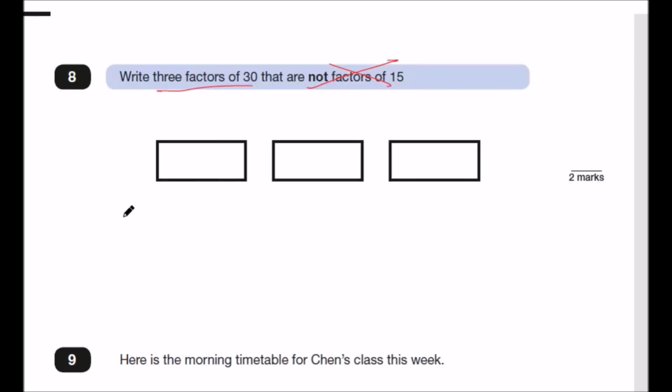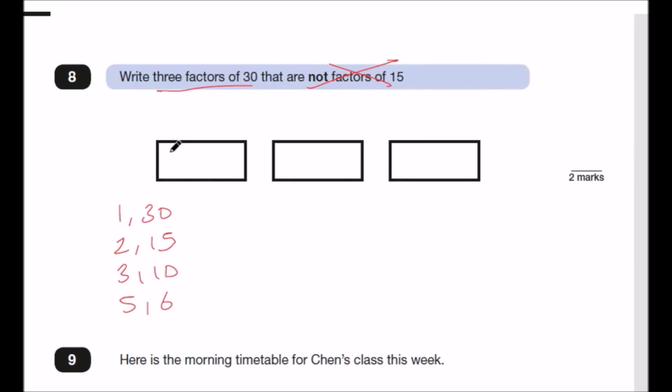So we know that 1 times 30, so 1 and 30 are factors. 2 and 15. So what else can we make to make 30? 3 and 10. 4, nope. 5 and 6. And that's it, yeah. So we know that these are all factors of 30. And which ones here are not factors of 15?